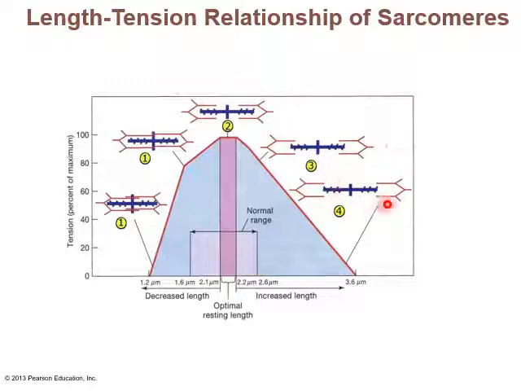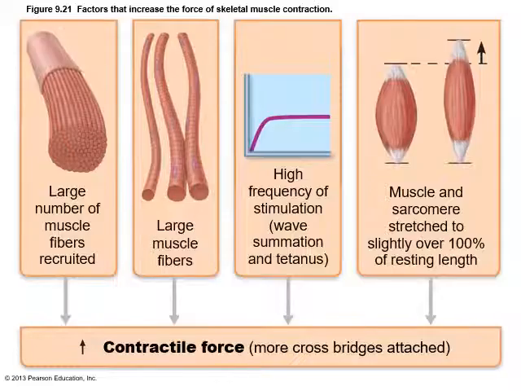And less here because you don't have anything for the myosin filaments to really grab onto. And here it's already contracted. So that's what that means. Tension, length tension relationship of sarcomeres.